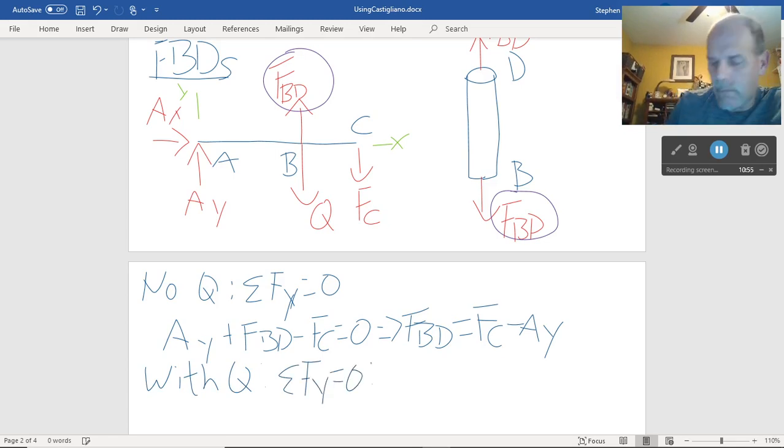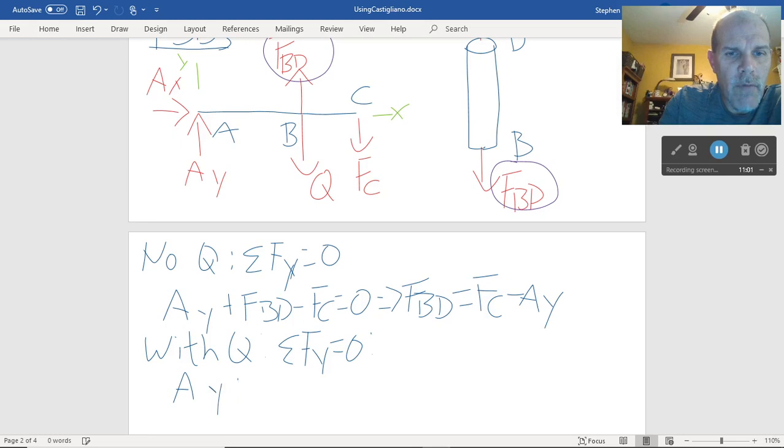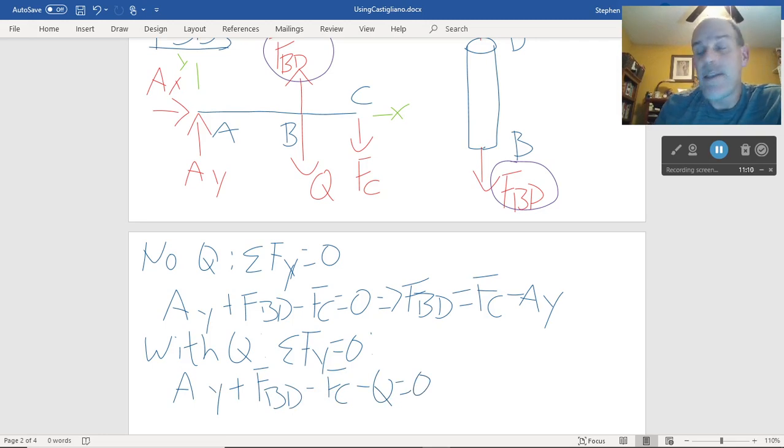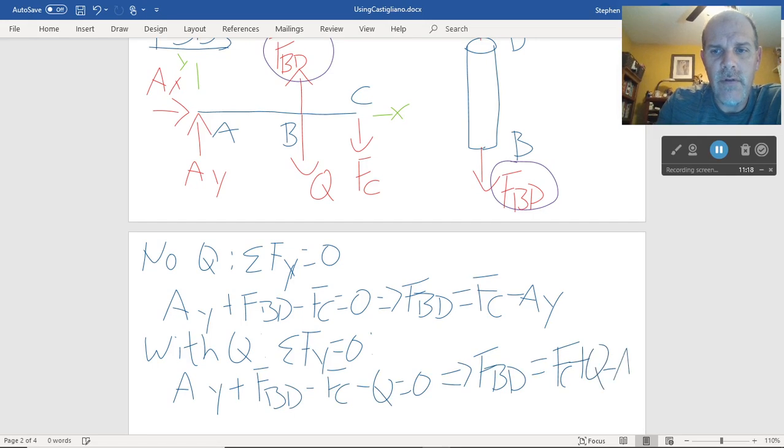With Q, same sum of forces in y equals 0. I have to scroll down, dang, right? AY plus FBD minus FC minus Q equals 0. Ta-da, right? FBD is equal to FC plus Q minus AY. Q makes an appearance inside FBD, but notice how Q does not appear on the free body diagram of BD at all. It's only on the free body diagram of ABC, right? And the value of force BD changes based on having that Q.